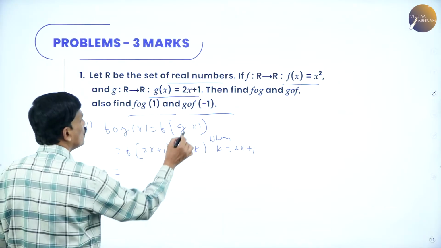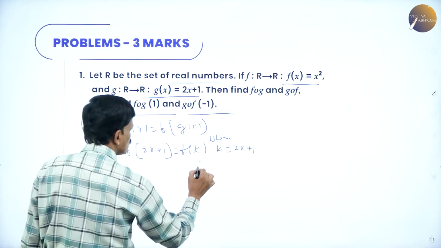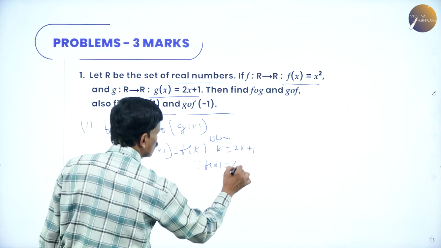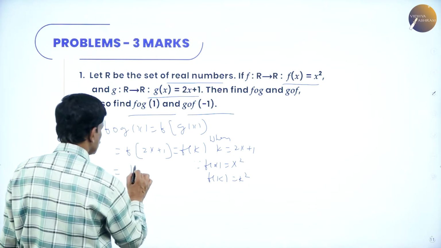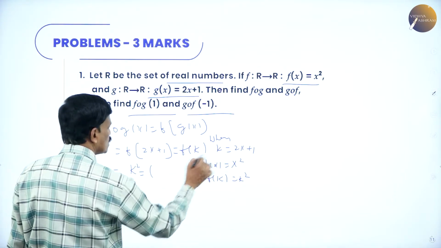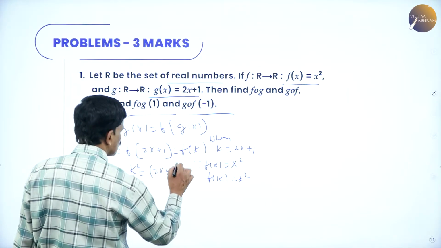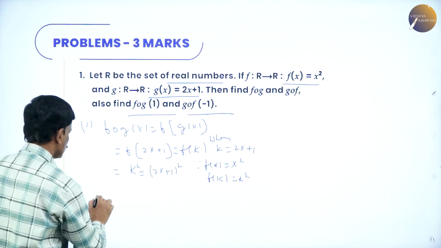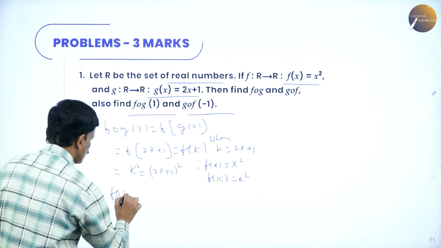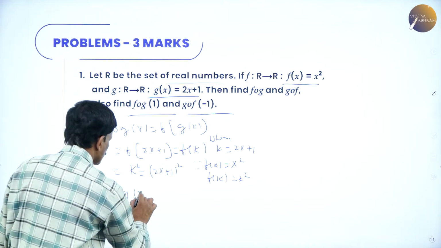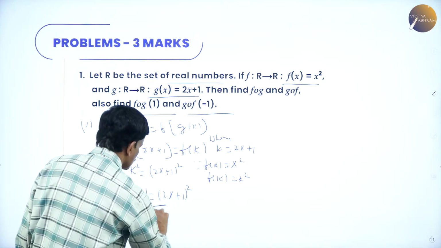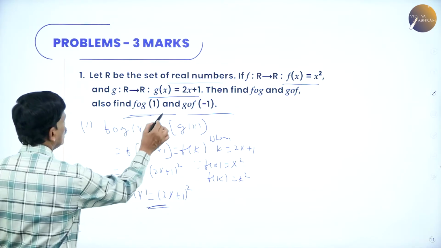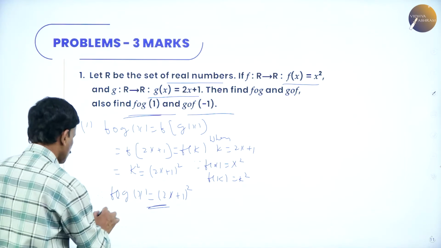Since f of x is equal to x square, you can write f of k as k square. So this becomes k square. What is the value of k? Substitute 2x plus 1 whole square. So therefore f of g of x is equal to (2x plus 1) whole square. This is the answer. Now to find f of g of 1, put x is equal to 1, that's all.